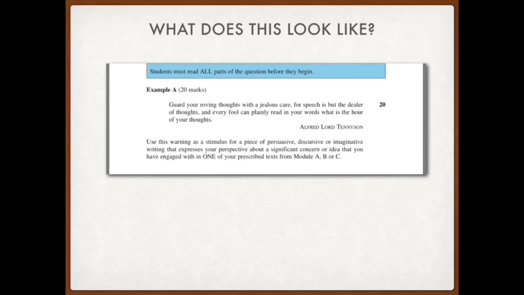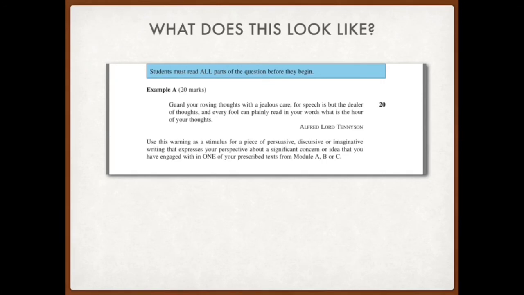So your writing should express your perspective. It's asking for your personal perspective on a significant concern or idea that you have engaged with, except for your common module text. So once again, I want to reiterate how important it is to be reading these questions really carefully. So, do I have to incorporate that quote into my writing?